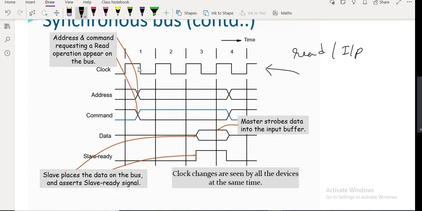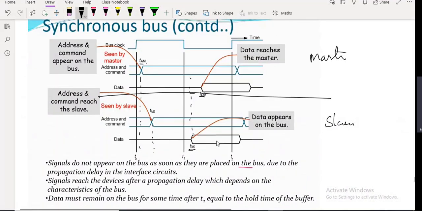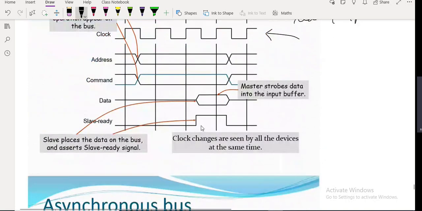Can you see, this is one clock cycle, this is second, third, fourth. Now in the first clock cycle, the master places the address and command information, and it is requesting the slave to send the requested data. Also, in the previous diagram we had not indicated whether the slave responded to the request or not. So one additional thing in this diagram is that the slave represents whether the data is placed or not.